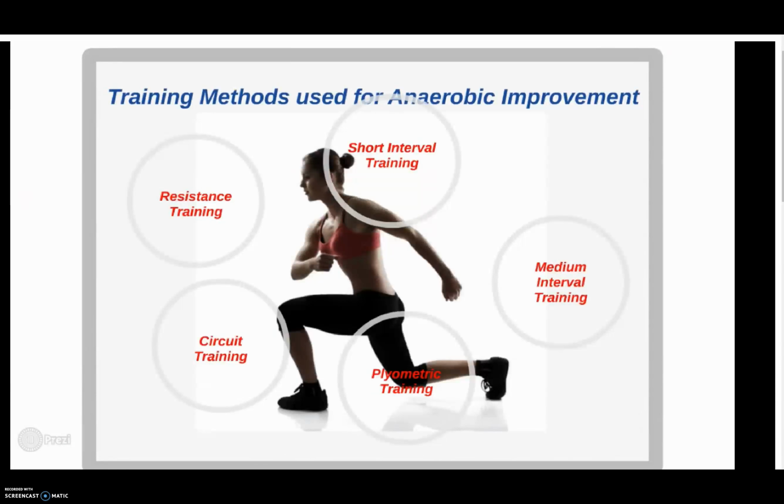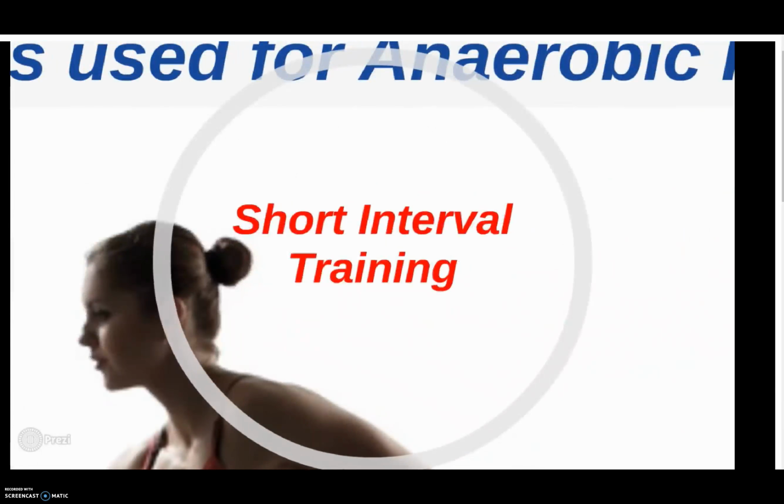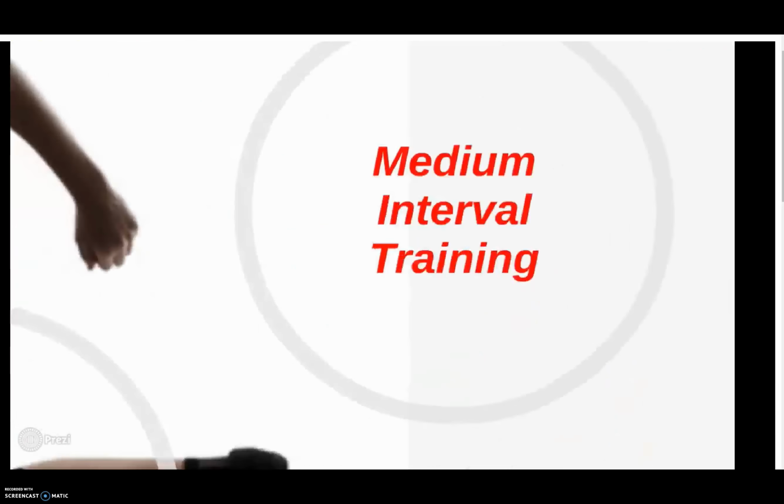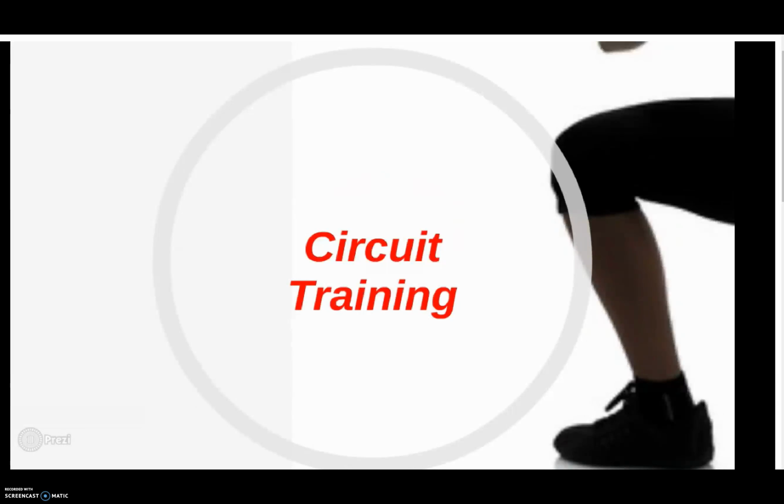Training methods used for anaerobic improvement include resistance training, short interval training, medium interval training, plyometrics, and it could involve circuit training. So if you saw a training program that had those kinds of activities in it, it would be fair to assume that the chronic adaptations are likely to be anaerobic ones and therefore mainly muscular in nature.